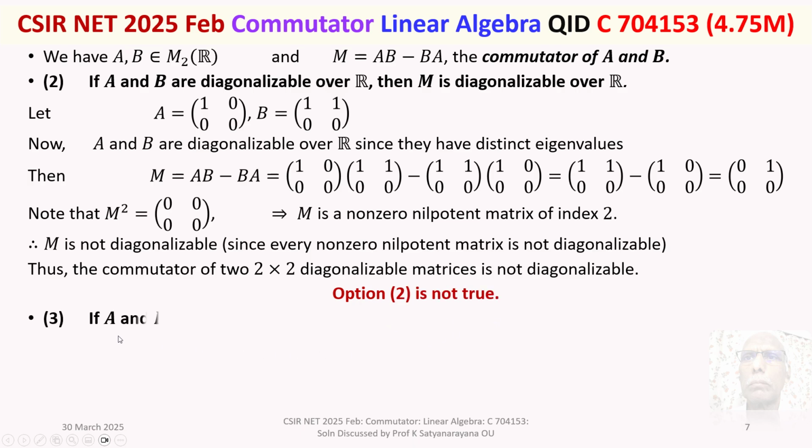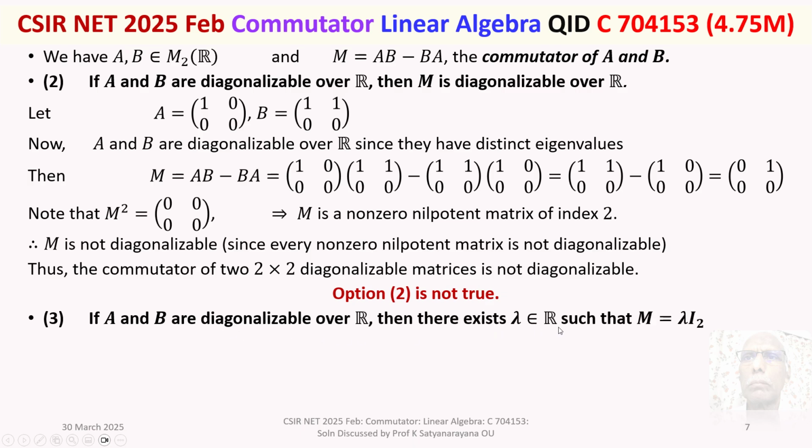We go on to option 3. If A and B are diagonalizable over R, then there exists a lambda belonging to R such that M is equal to lambda times I2. Take the same matrices A and B as given in option 2. A and B you take and calculate the commutator. Then you get 0, 1, 0, 0. So, is M equal to lambda times I2? It is not equal to lambda times I2 for any lambda. Therefore, this option is also not true.